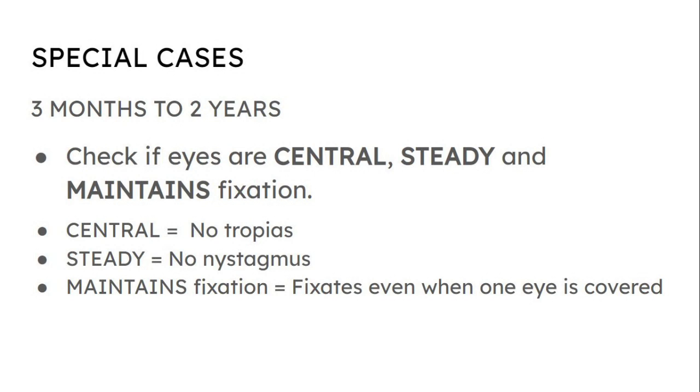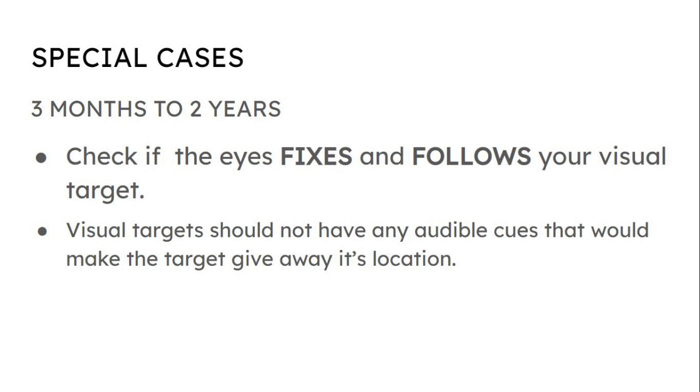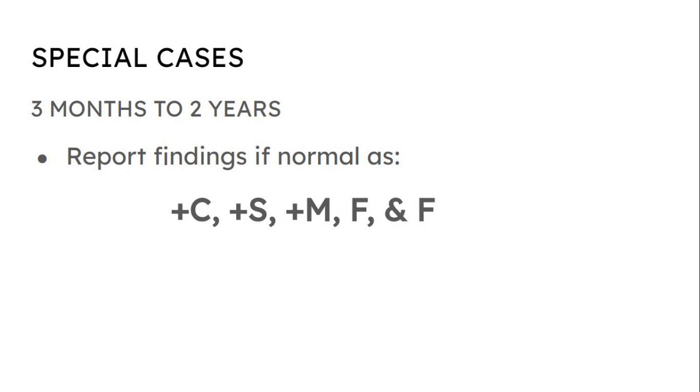For patients who are 3 months up to 2 years, check if eyes are central, steady, and maintains fixation. Central means there are no tropias, steady means no nystagmus, maintains fixation, it fixates even when one eye is covered. Also check if the eye fixes and follows your visual target. Visual targets should not have any audible cues that would make the target give away its location. Report findings if normal as positive C, positive S, positive M, F, and F.